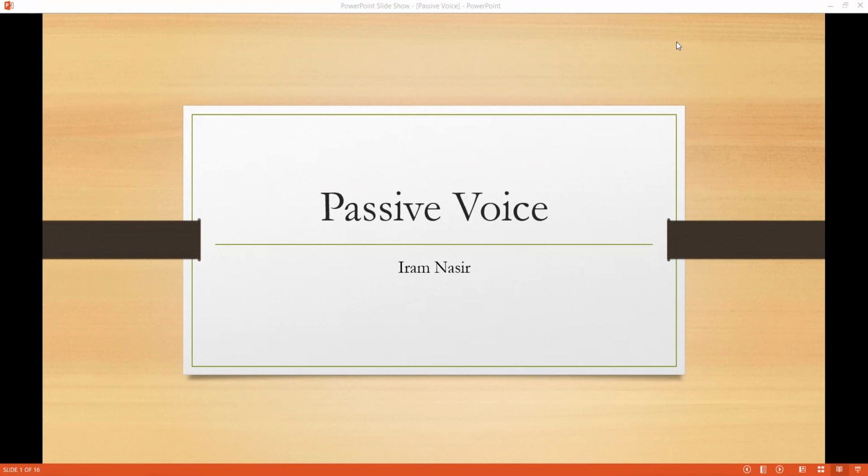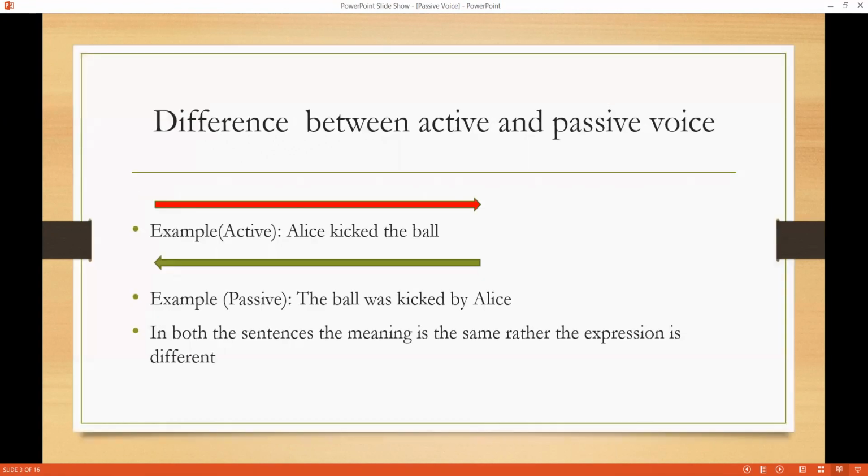All right, let's start by making sure we understand the difference between the active and the passive voice. Take a look at the sentences I have over here. Alice kicked the ball. That's in the active voice. In the passive, the ball was kicked by Alice. Now, notice that both of these sentences are saying the same thing. That is, the meaning is the same. It's just the expression that's different.